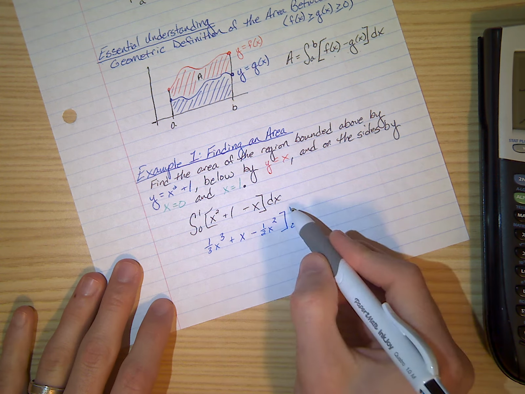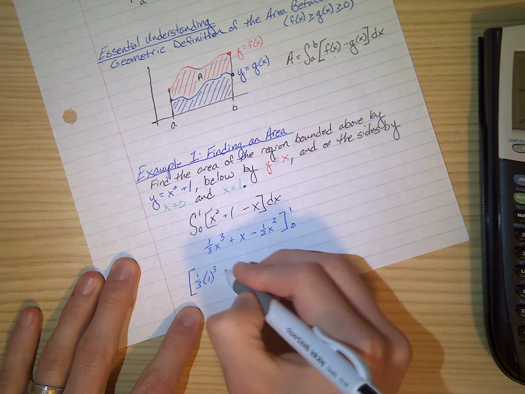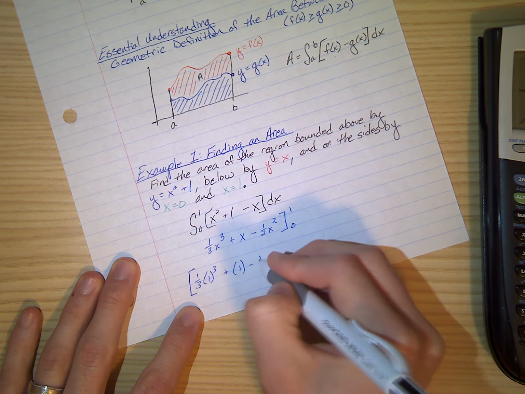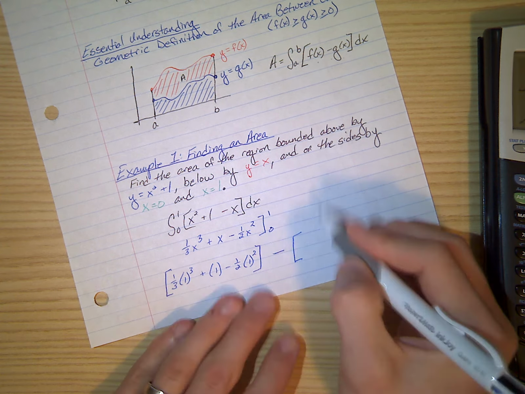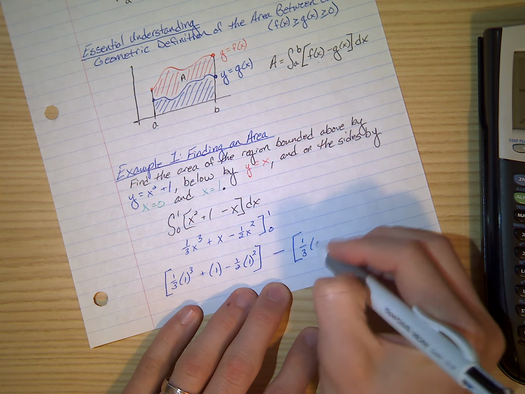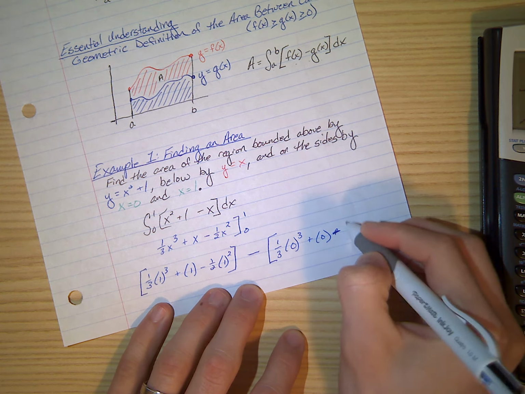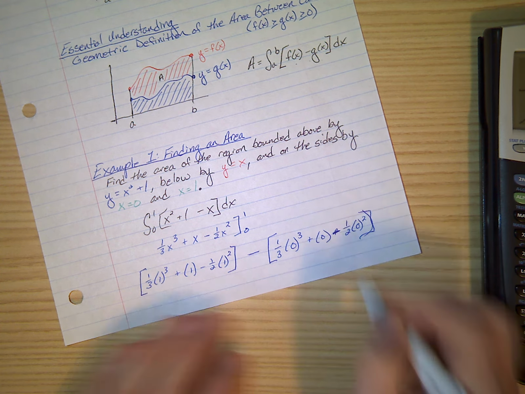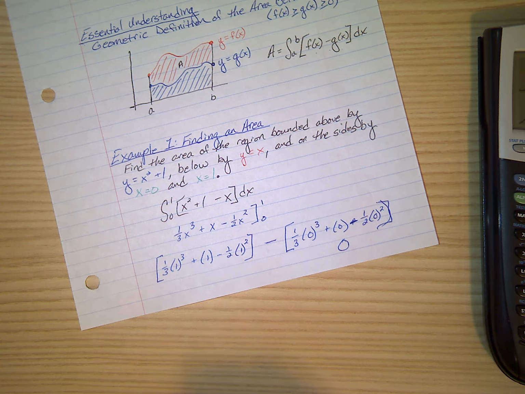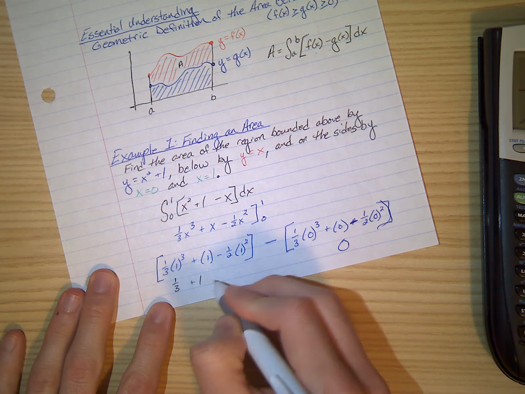So upper limit minus lower limit, so you take the function 1/3 times 1 to the third power plus 1 minus 1/2 times 1 squared, minus the function evaluated at its lower limit, which is 0, which means this whole thing is going to end up being 0. It's a minus sign. Yep, 0. So basically we just have to evaluate what we have on the upper limit here. So 1/3 times 1 to the third power is just 1/3 plus 1 minus 1/2.